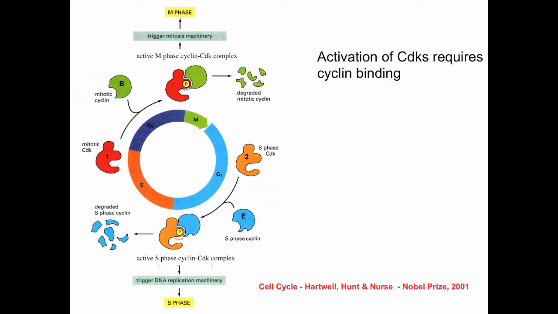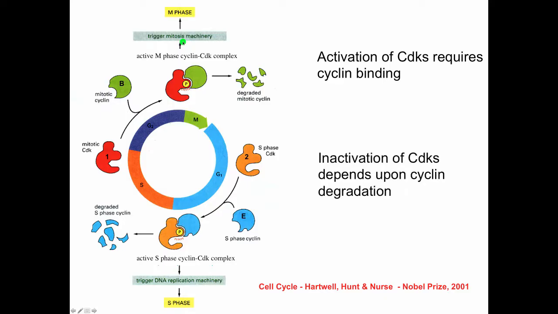Going back to a simplified view of things, we can say that activation of cyclin-dependent kinases would require cyclin binding. So here's a mitotic cyclin-dependent kinase binding onto the mitotic cyclin. That activates this cyclin-dependent kinase. That would, for example, trigger machinery for mitosis. Likewise, to inactivate the cyclin-dependent kinases, you have to degrade the cyclin. And the only way you can go from one stage to the next in the cell cycle is to degrade the appropriate cyclin to progress forward.